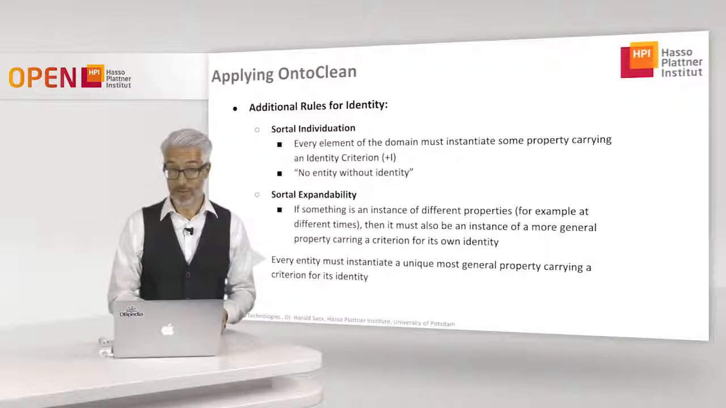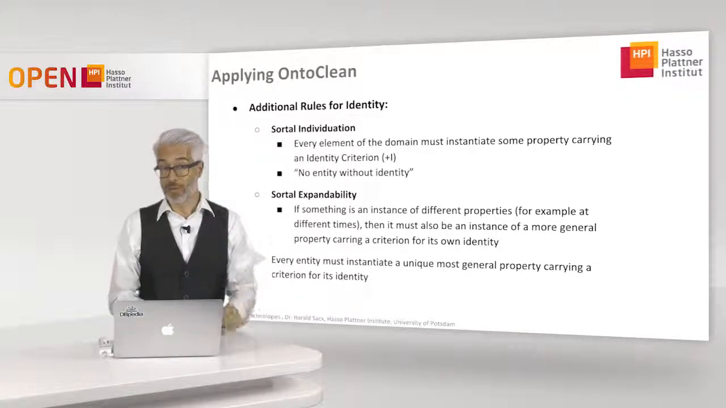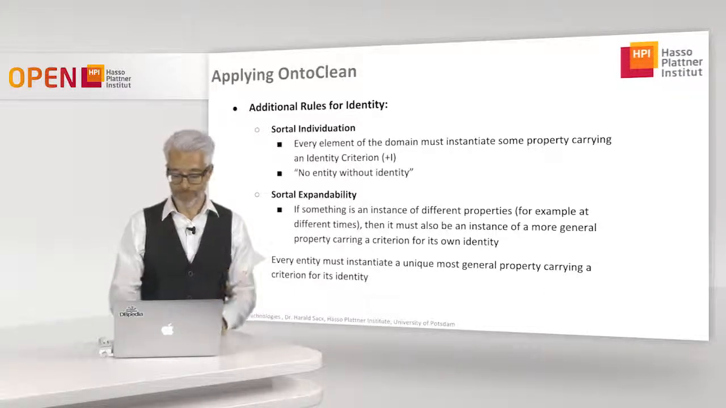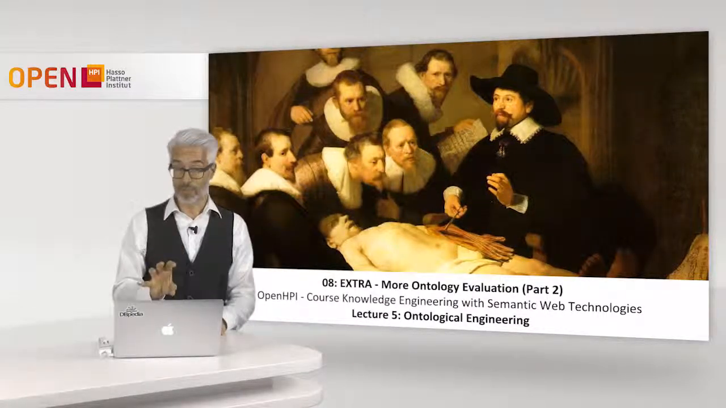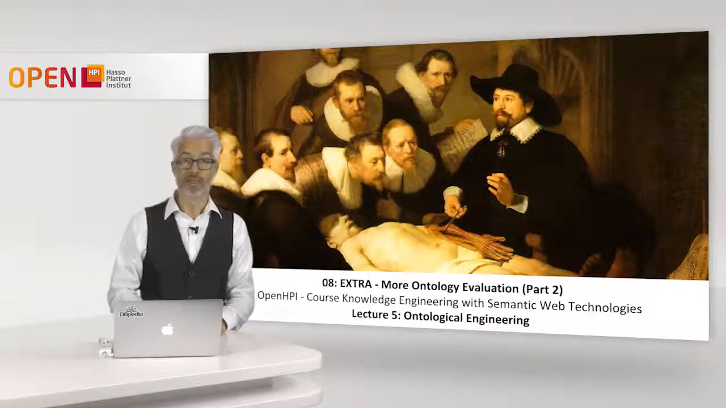So these were, in summary, the OntoClean methodology, which gives you means for ontology validation. We now have the entire theoretical concept of how OntoClean works. In the next part of the lecture, I will give you a concrete example where we apply OntoClean exactly the way we have learned it.